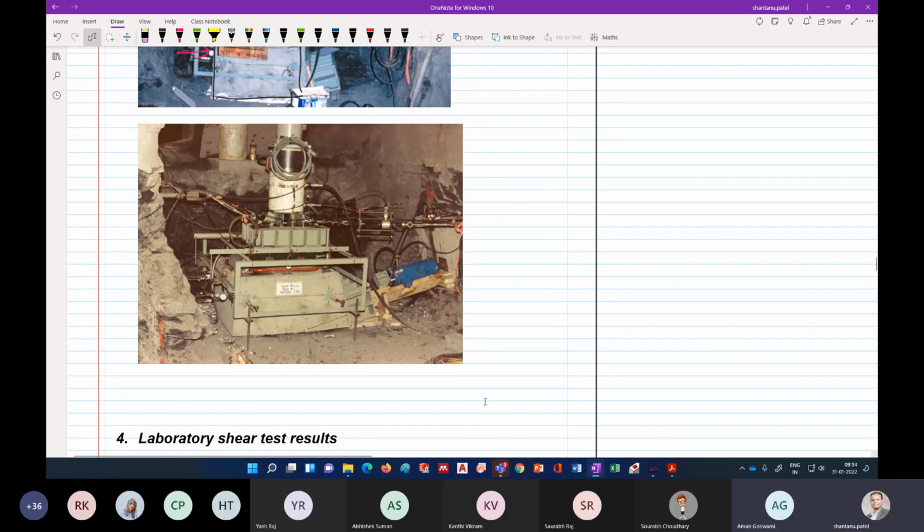Yeah. So see, there's a closer view of that. Here we are applying the shear load using this setup. We have different kinds of arrangements to see how it is deforming. So I hope it is clear. Anybody has any question up to here?